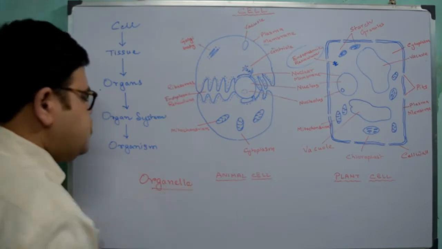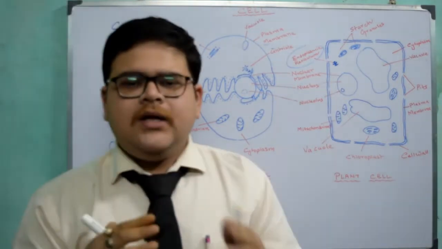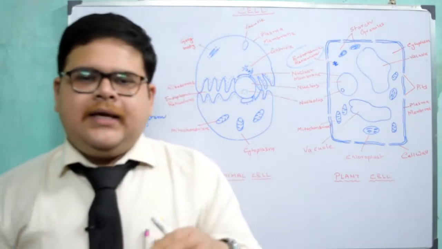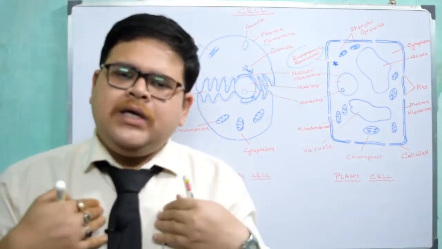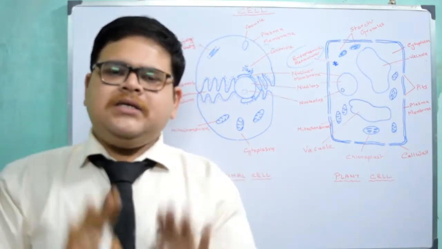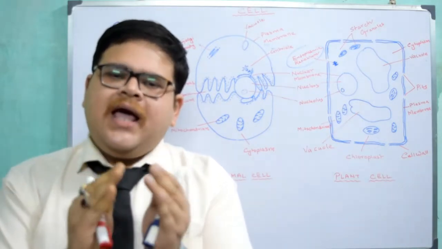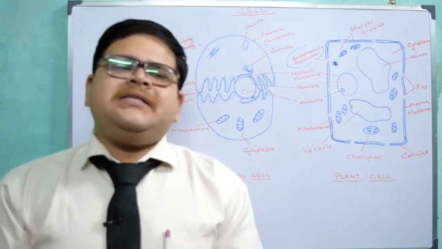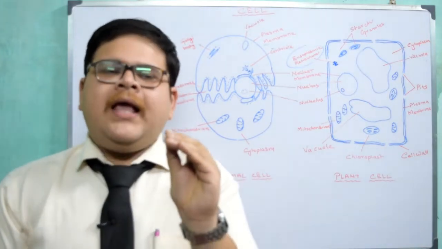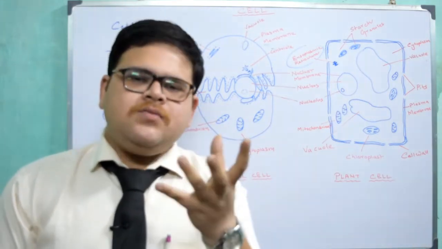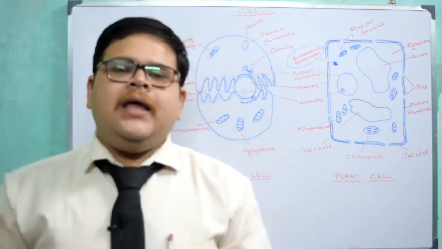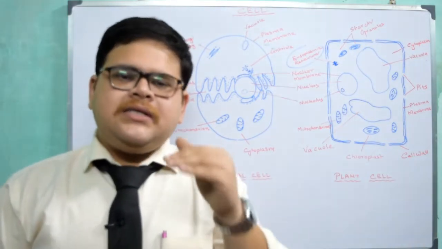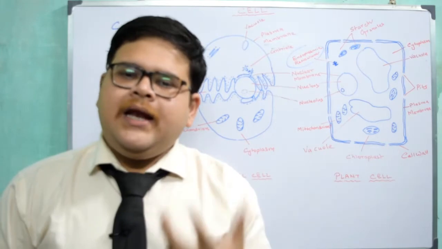So what is this organelle? I am repeating, just like we have our organs, the cells have their own organs, which are known as organelles. Cell is very small. The size of a cell is generally very small, though it can be very big as well. But in general, cells cannot be seen with our naked eyes.